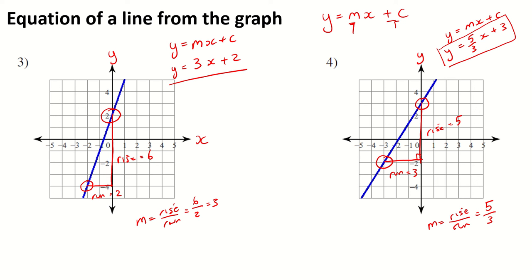So those steps again, we need to read off where the line touches our y-axis, and this becomes our c value. And then we use our right angle triangle to decide rise over run, and this becomes our m value. And then we have the equation of a line from a graph.